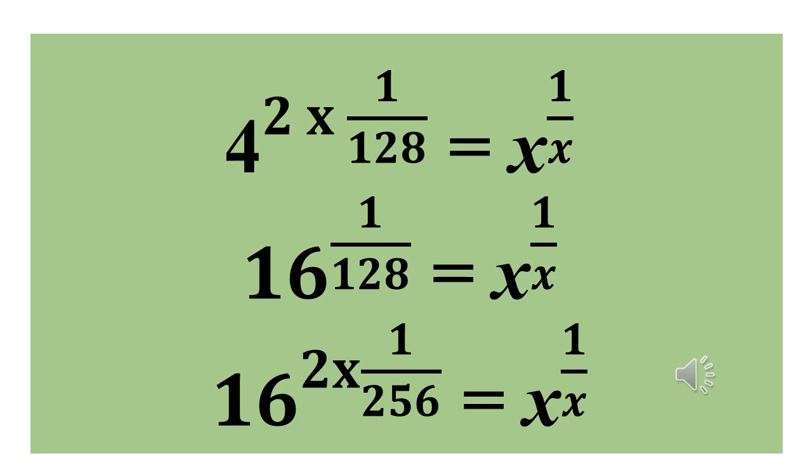So we have 4 raised to power 2 multiplied by 1 over 128 equals x raised to power 1 over x. So 4 raised to power 2 will give us 16. So we have 16 raised to power 1 over 128 equals x raised to power 1 over x. We do the same thing again, multiply by 2. So we change 128 to 256 so that we can have the same value. That is 2 times 1 over 256 will give us 1 over 128. So we replace that 1 over 128 with 2 times 1 over 256. So we have 16 raised to power 2 times 1 over 256 equals x raised to power 1 over x.